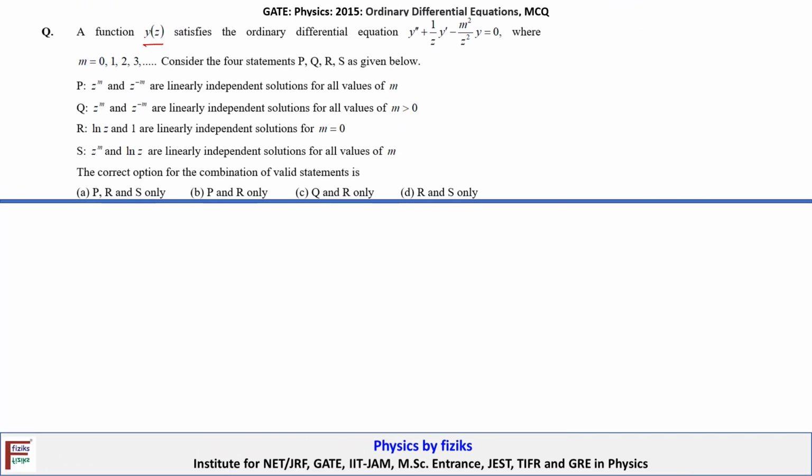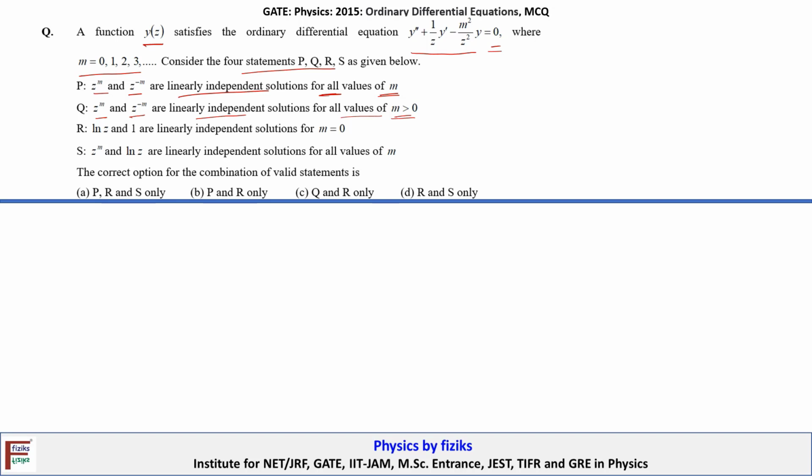A function y(z) satisfies the ordinary differential equation y double dash plus 1 by z into y dash minus m square by z square into y is equal to 0, where m is equal to 0, 1, 2, 3 and so on. Then consider the four statements P, Q, R, S given below. The P statement is z to the power m and z to the power minus m are the linearly independent solutions for all values of m. Also, the Q statement is z to the power m and z to the power minus m are the linearly independent solutions for all values of m but the positive.